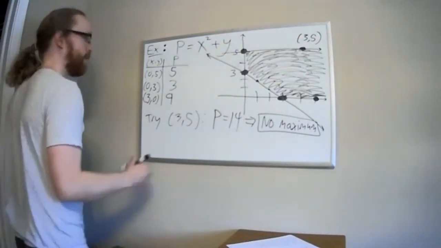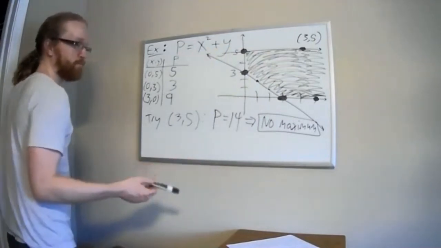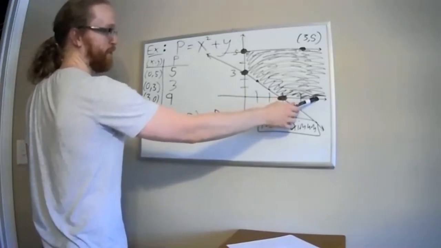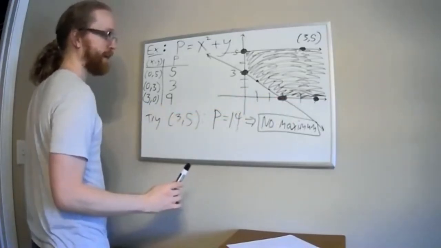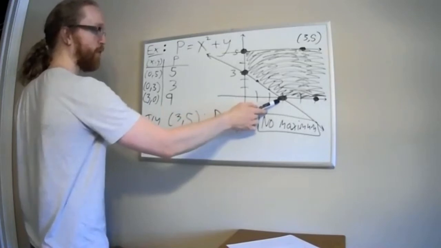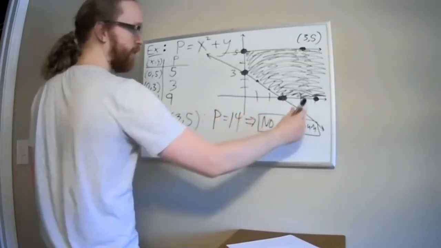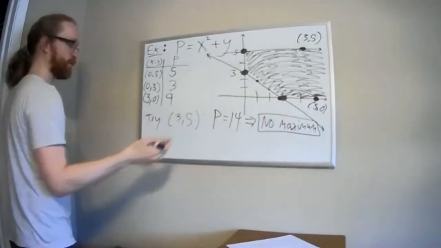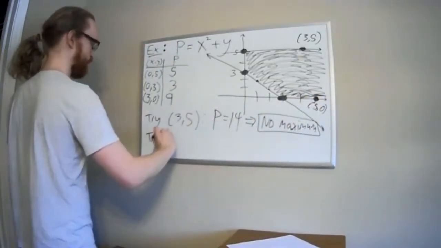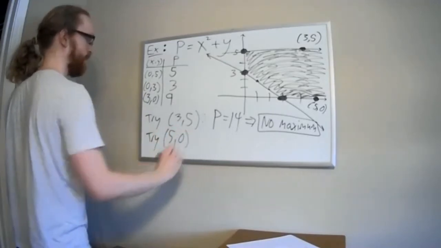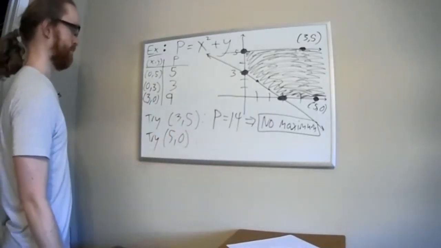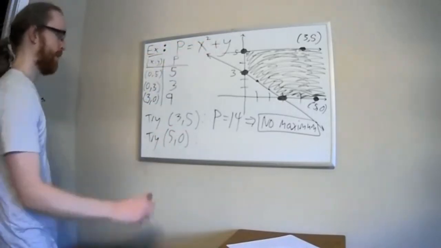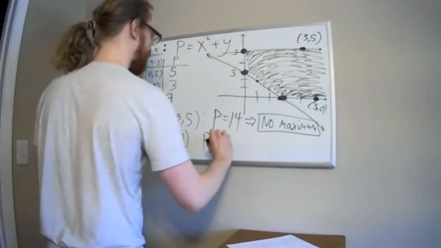Okay, maybe there's a minimum though. I don't know, let's find out. Let's take a point from this other unbounded part down below. That's on the x-axis, and I need to stay to the right of the corner point, which is 3, 0. So let's take 5, 0. That's a point on this line that's different from the corner point. Let's plug that in and see what we get. That's 5 squared plus 0. 5 squared is 25, so p is 25.